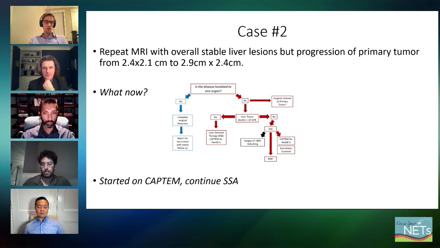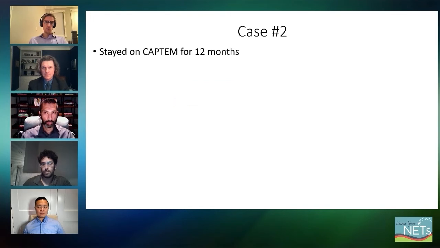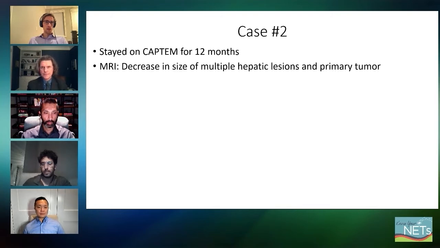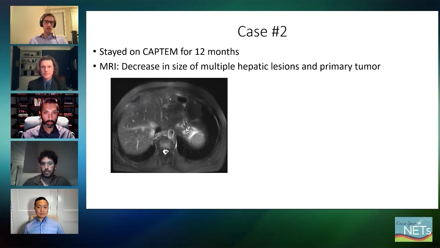So we continued SSA and started him on CAPE-10, which is a form of oral chemotherapy that is usually pretty well tolerated by most patients. Now, he started responding. We scan our patients every 3 months while they're on chemotherapy. And as a matter of fact, his MRI a year later showed that there were very few lesions left. So he had a pretty drastic and amazing response to CAPE-10. Here's an example where you could see multiple lesions. Now suddenly there are only 2 lesions left.